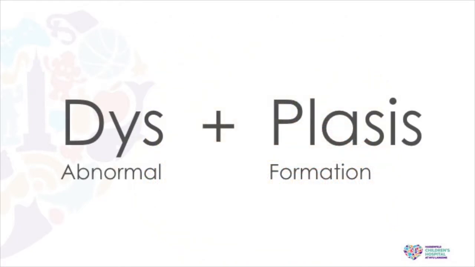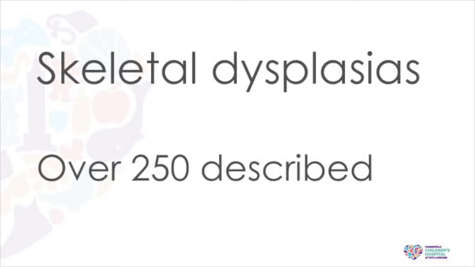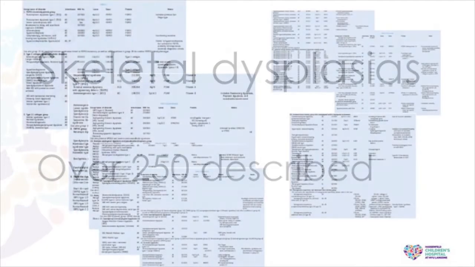Dysplasia comes from the two Greek components, dys, abnormal, and plasis, formation. A skeletal dysplasia is an abnormal formation of bone, and over 250 kinds have been described. It would be impossible to go over them all in a review course. This shows the current classification system is impossible to memorize.